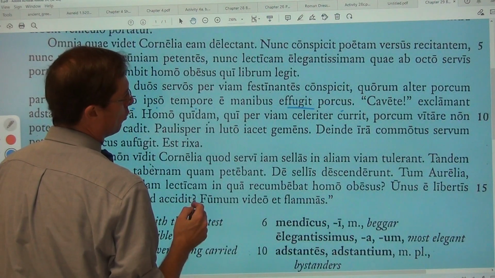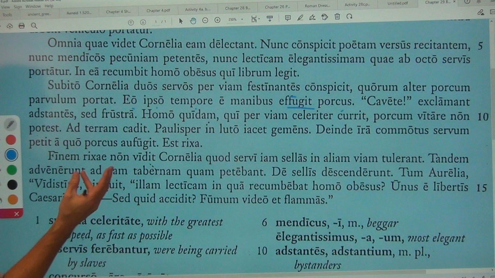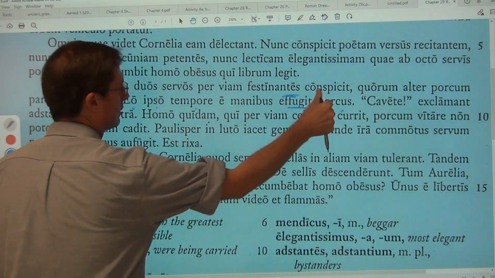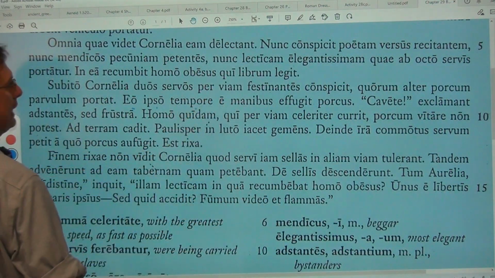All I need to do in order to make this perfect is to make that U long. It would happen to have the same letters, but if fugit is escape, fūgit is did escape. But here it is present because there is no long U. A pig escapes out of his hands.